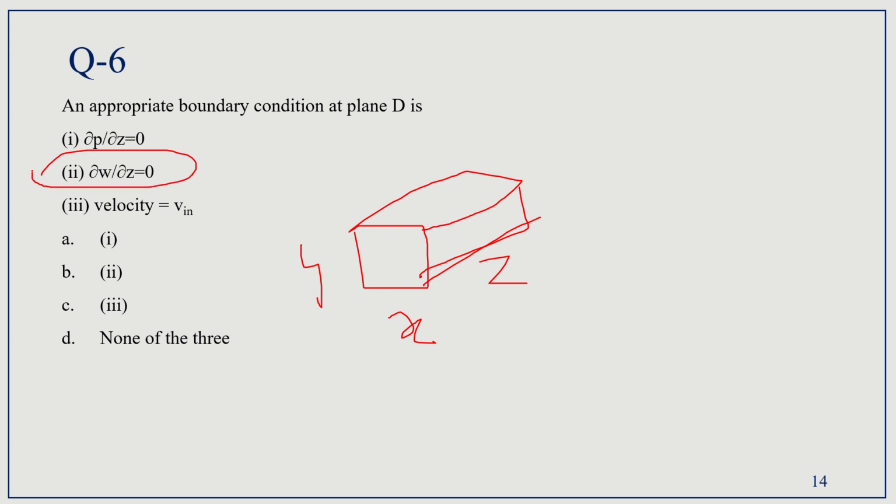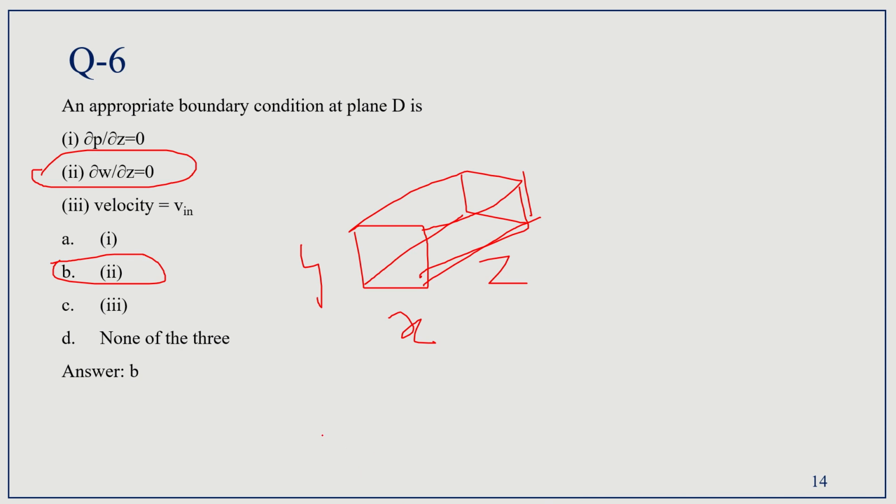This is the boundary condition that we can apply at the exit plane D, because we have seen that by plane C the flow has attained a fully developed condition. So the answer to this particular problem is option B, that is 2 is the right answer. We'll just check if it is right. Answer is option B. Option B is the right answer.